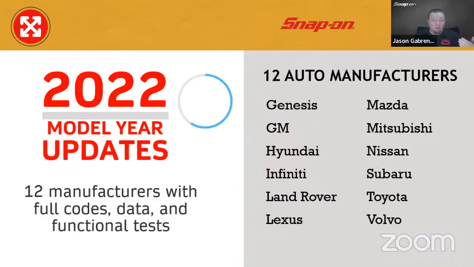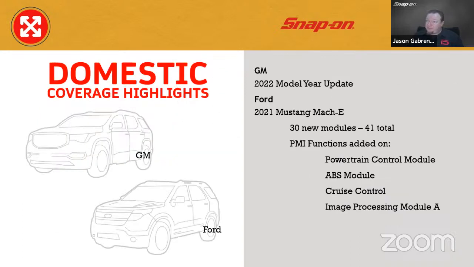Speaking of module coverage, these 12 makes have been added with their full module coverage: engine, transmission, body, air brakes, ADAS, whatever. These 12 manufacturers here, so you can see Genesis, Mazda, all of GM, Mitsubishi, Hyundai, Nissan, Infiniti, Subaru, Land Rover, Toyota, Lexus, and Volvo have 2022 full coverage, so to say. So full codes, data, functional test, anything you could expect with a prior model year vehicle, these have been updated and brought to 2022 as well.